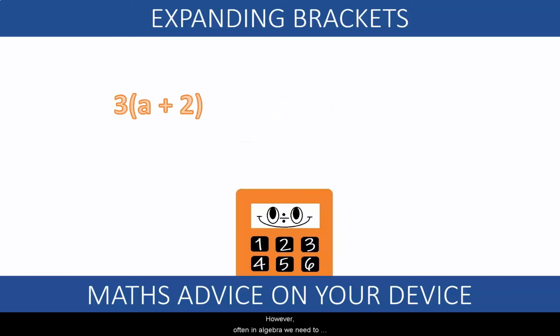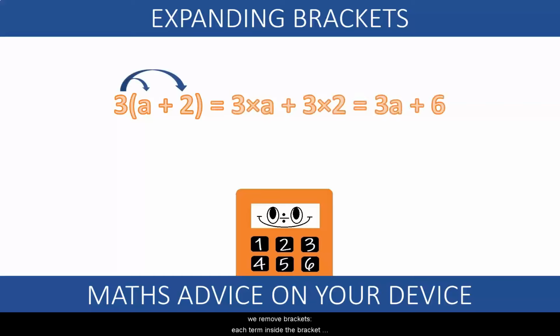However, often in algebra, we need to write an expression without the brackets. This is because we don't know the value of a, so we cannot add a plus 2. In this case, we remove brackets. Each term inside the bracket is multiplied by the term outside. 3 times a is 3a, plus 3 times 2 is 6. Removing brackets is called expanding brackets.